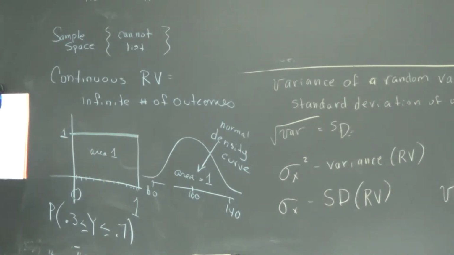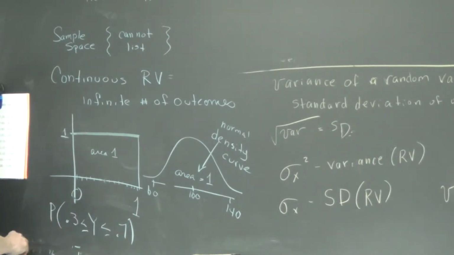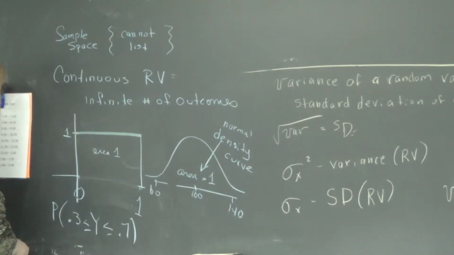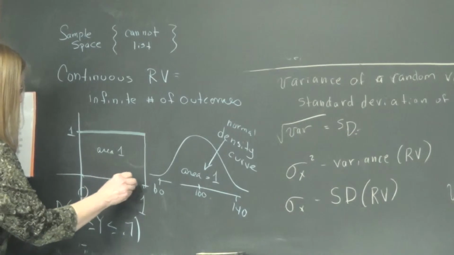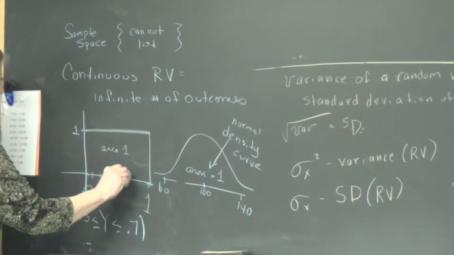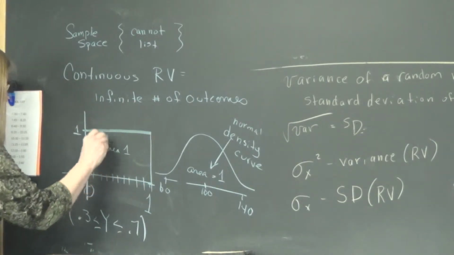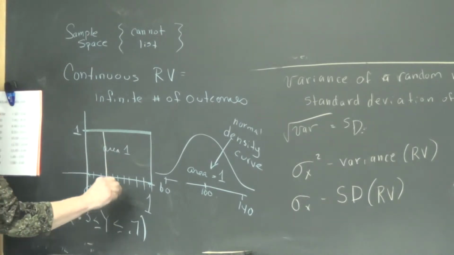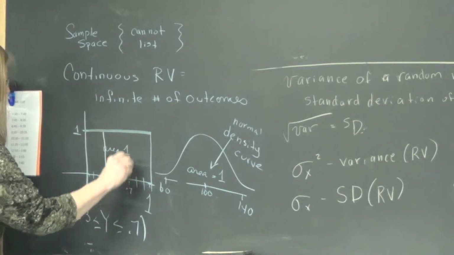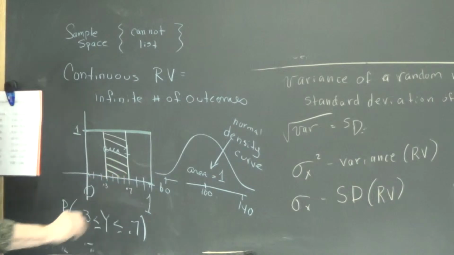So what's the probability of drawing a number between 0.3 and 0.7? Let me put in some reasonable tick marks. You'll have to use a little bit of your geometry skills to figure this out. So 1, 2, 3, 4, 5, 6, 7, 8, 9, and 10. So 0.3 is right here, and 0.7 is right here. So I need the area under this curve.